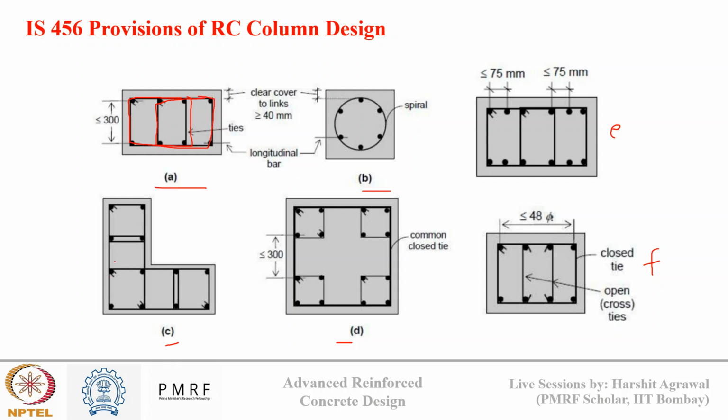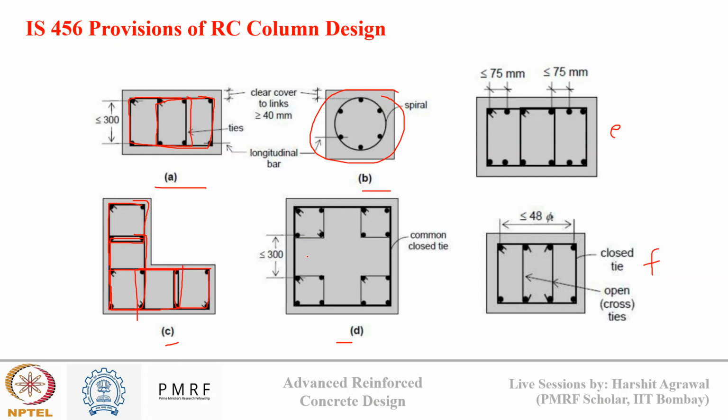Suppose it is an L column. You can see this is one tie, and these four longitudinal bars are tied with it. Then these four longitudinal bars are tied like this, and these six longitudinal bars are tied together, and those six longitudinal bars are tied together. So different bars are tied with different types of tie bars. Then for a spiral column, you can see circular ties are provided.